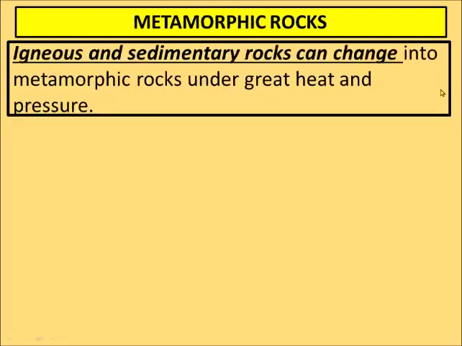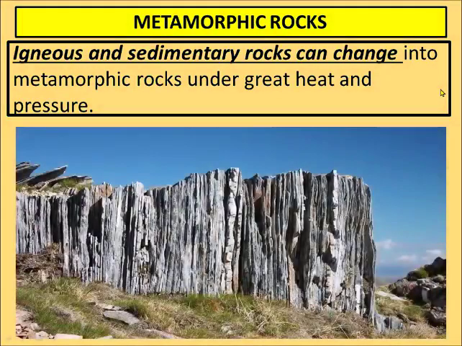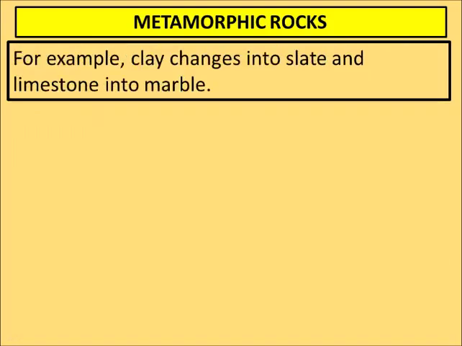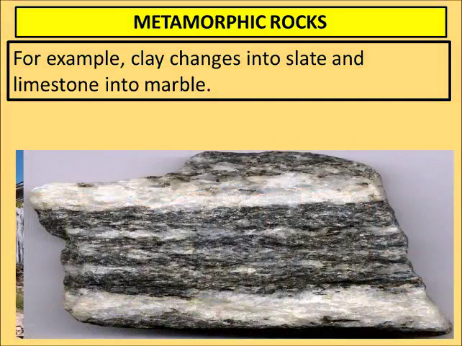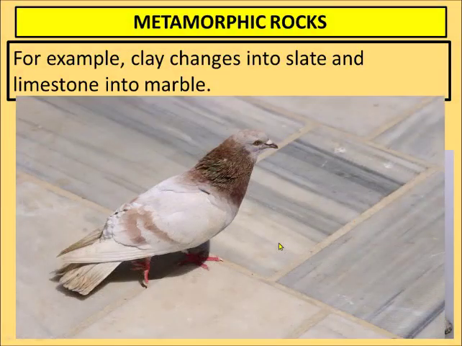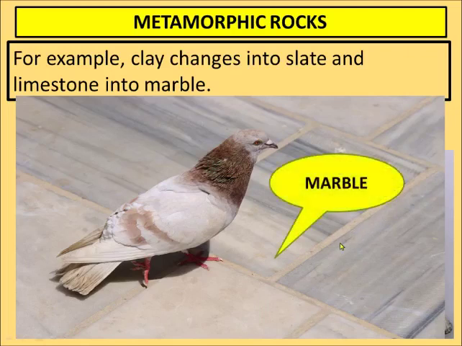Next is metamorphic rocks. Igneous and sedimentary rocks can change into metamorphic rocks under great heat and pressure. With the long passage of time, all these igneous and sedimentary rocks convert into a third type of rock. They are known as metamorphic rocks. For example, clay changes into slate and limestone into marble. See, this is a piece of marble, and when that marble is polished, it is used to make floors. This is an example of marble.